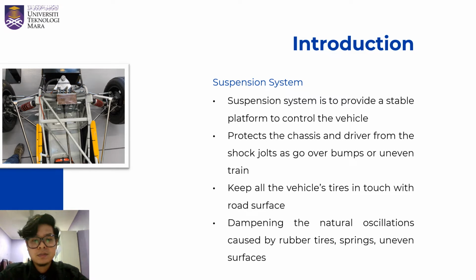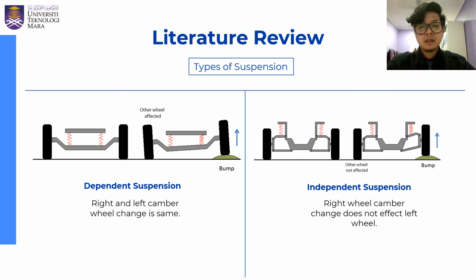Suspension accomplishes this by locating the wheels in a precise geometry relative to the vehicle utilizing links and structures. The behavior of the wheels and chassis when accelerating, braking, and turning is determined by the geometry of the suspension. Suspension is divided into two types, which is dependent suspension and independent suspension.